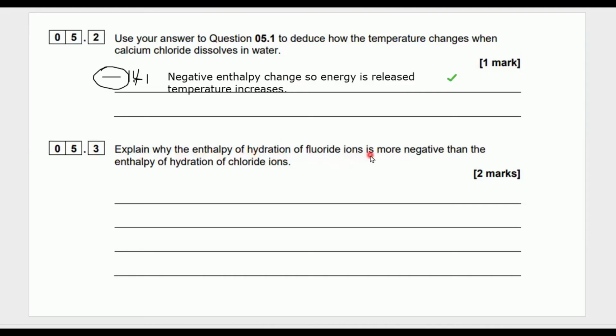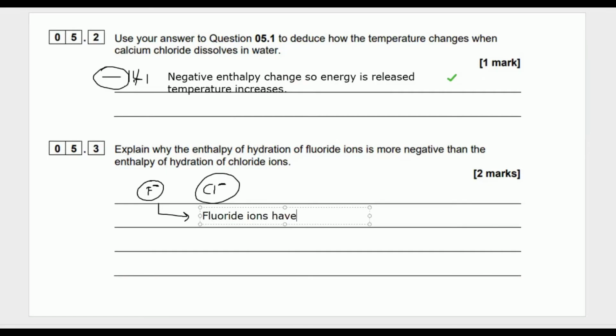Right, let's look at 5.3. Explain why the enthalpy of hydration of fluoride ions is more negative than the enthalpy of hydration of chloride ions. So chloride ions were minus 364. So they're basically saying fluoride ions will give you a bigger number, like minus 500 or minus 400, but bigger than minus 364, when you hydrate gaseous fluoride ions to aqueous. Why is that? Well, think about the only difference you can think about. They're both in the same group, same electrons in the outer shell. So what's the difference? Chloride ions are a lot bigger. Fluoride ions are smaller. They have fewer electrons, fewer shells.